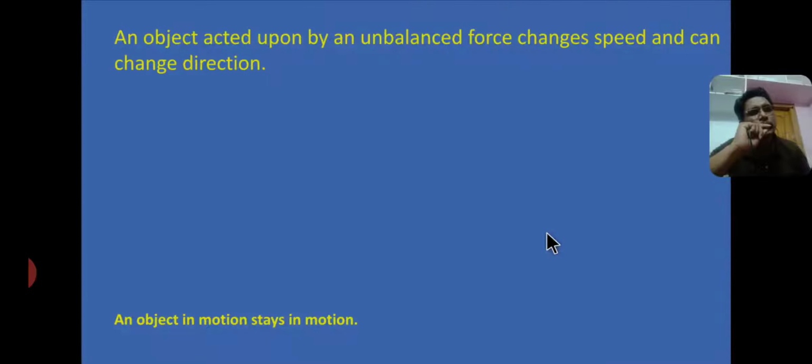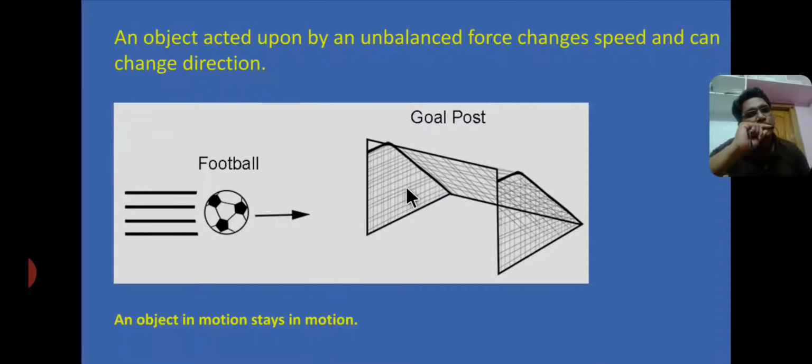Coming to another example: an object acted upon by an unbalanced force changes speed and can change direction. For this example, I consider a football court and a football. Here this is a football and this is a goal post. When you apply a force to hit the football, what happens?